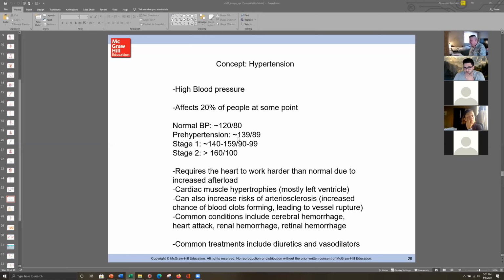So pre-hypertension or the pre-hypertensive stage would be 139/89 or like 140/90. And then stage 1 is 140/159 over 90 to 99. And then stage 2 is 160/100. So typically people who are in stage 1 or stage 2 are at risk for myocardial infarction, for an aneurysm, for a ruptured blood vessel, not good stuff, right?